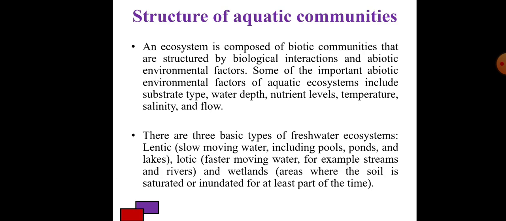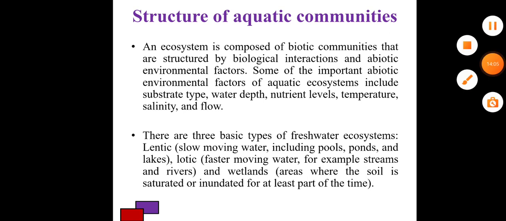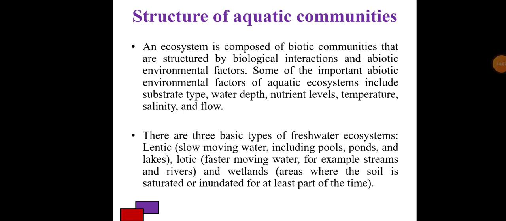Okay. Then the next one, the structure of aquatic communities. An ecosystem is composed of biotic communities that are structured by biological interaction and abiotic environmental factors. So there are various environmental factors affecting the structure of aquatic communities. Some of the important abiotic environmental factors of the aquatic ecosystem include substrata type, water depth, nutrient level, temperature, salinity and flow. Okay.